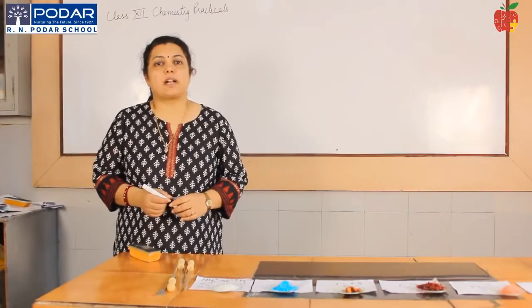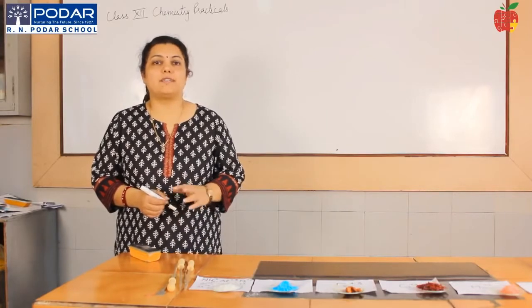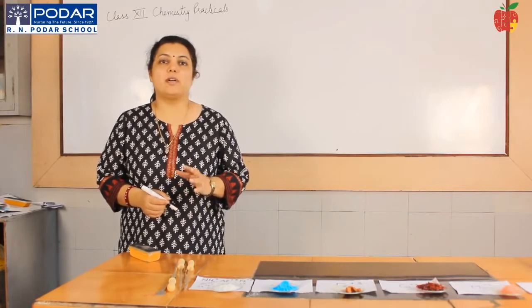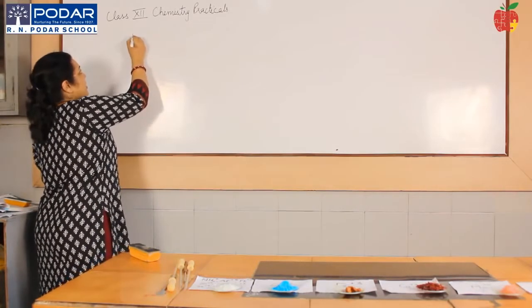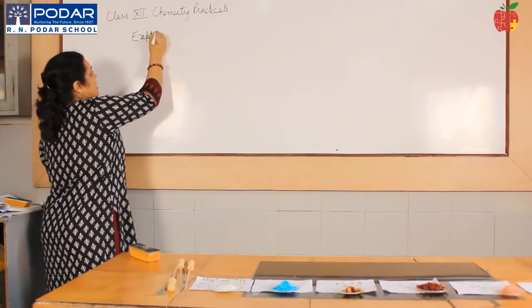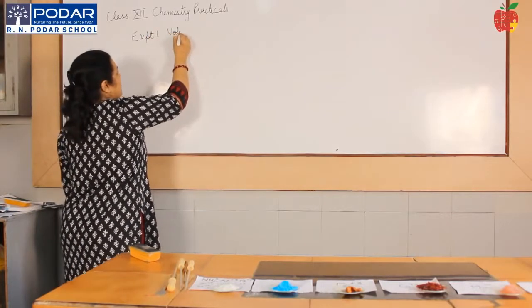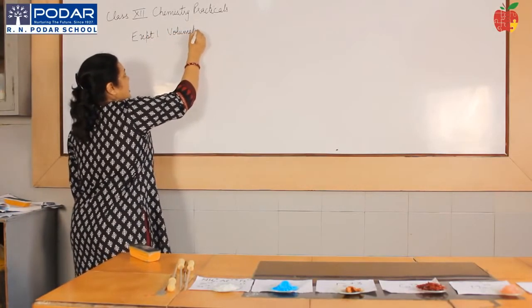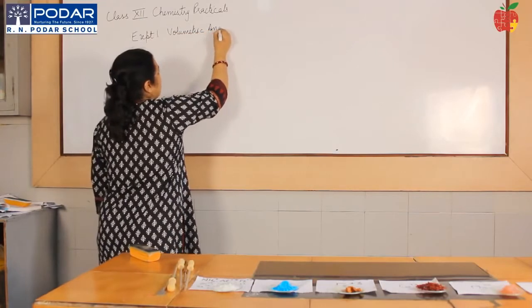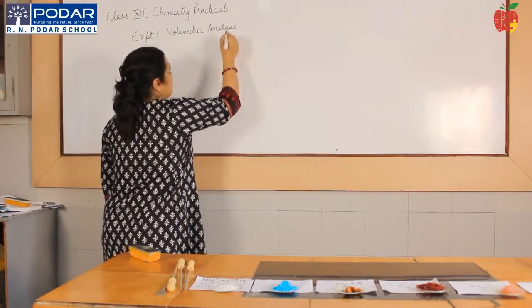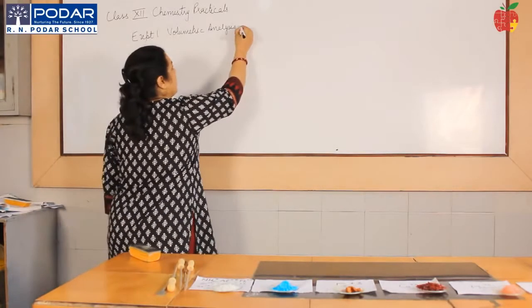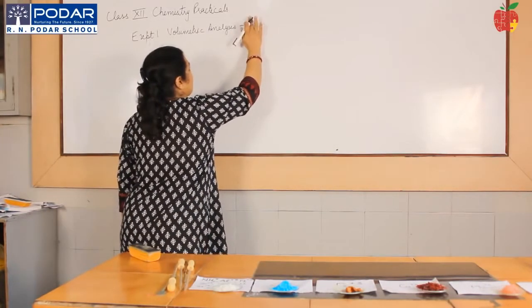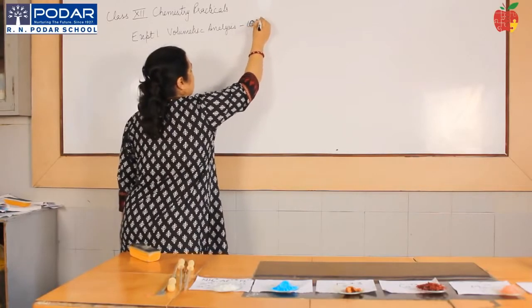The weightage of chemistry practicals is 30 marks. Out of 100, 70 is your theory and 30 is your practicals. Your practicals are divided into 4 categories or 4 experiments. Your experiment number 1 is your volumetric analysis. Your volumetric analysis is a quantitative analysis where you do titration to calculate the strength and molarity of an unknown solution. This has weightage of 10 marks.